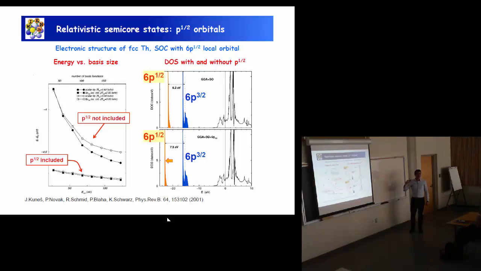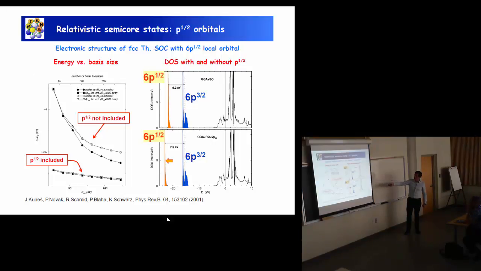It should be done with care. So usually I don't do it, but some people are doing it. So Peter Blaha, for instance, Alliance, Robert. And here in this paper, what you see is the convergence as a function of the basis set. So you have more and more basis set. And what happens if you do not include the P1/2 orbitals? You see that your energy is better and better, but never really converges. And if you include these P1/2 orbitals, you will have a better convergence of your system.